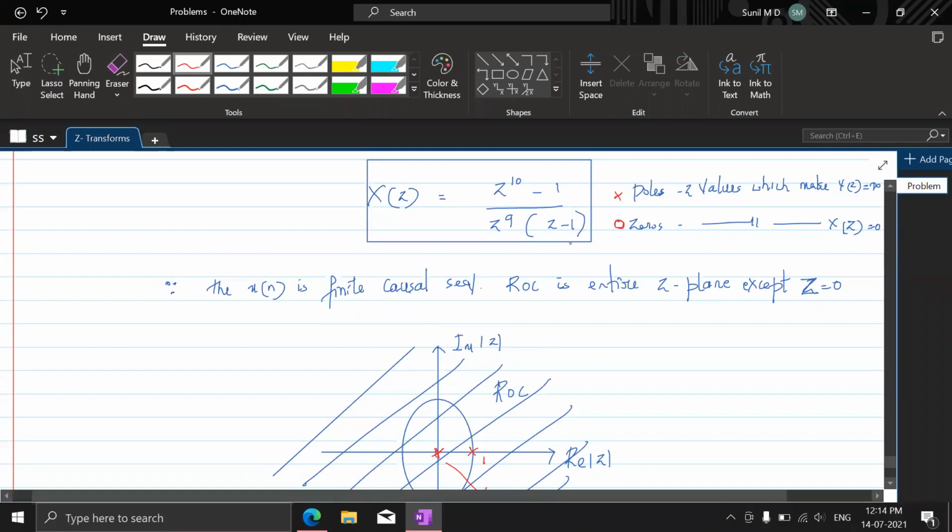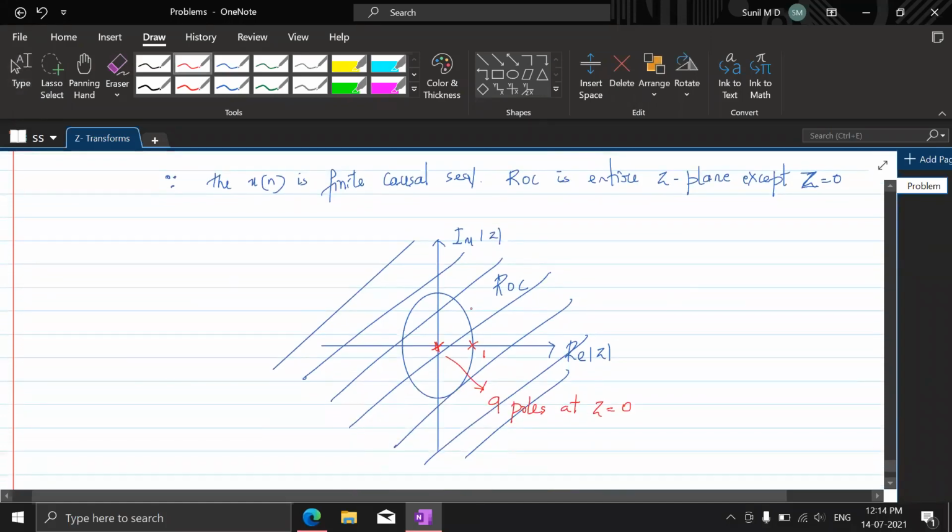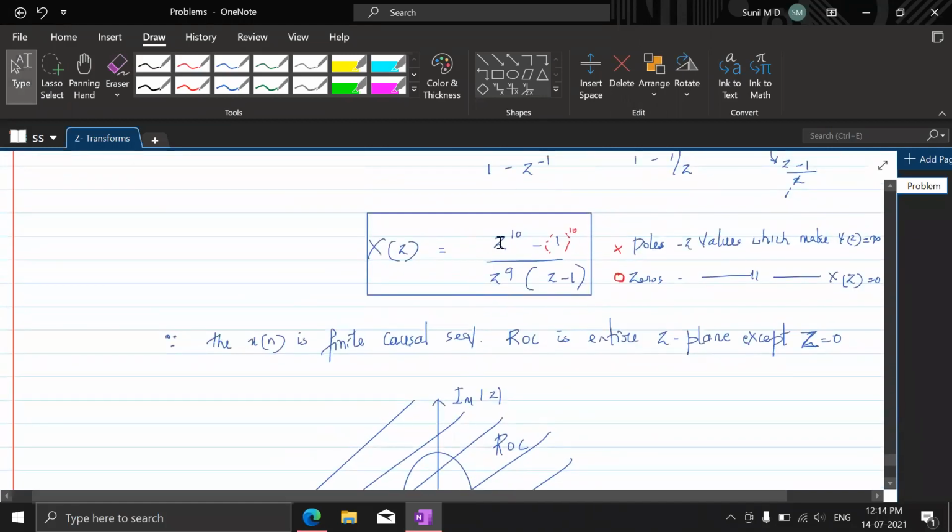How many such zeros are there now? z to the power 10 minus 1, so this also can be 1 to the power 10. Understand that? So that means you have z minus 1, z minus 1, z minus 1, 10 times. So there are 10 values of z equal to 1. There are 10 zeros at z equal to 1. So how to show these 10 zeros at z equal to 1 is this.